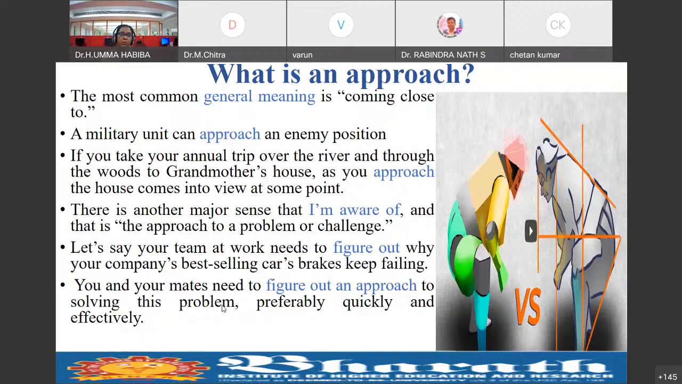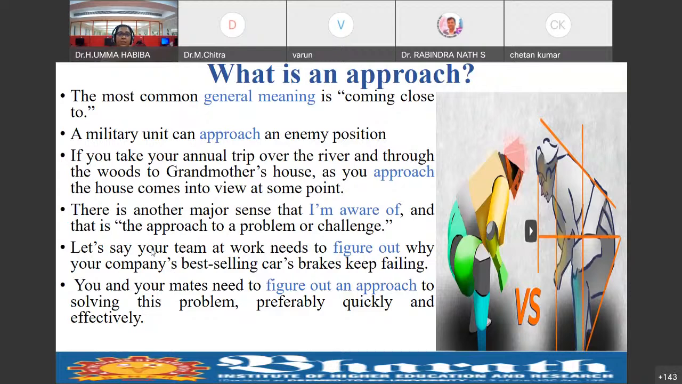You and your teammates need to figure out an approach to solving this problem, preferably quickly and effectively. So approach is nothing but coming close to. The problem of many students, even after they have entered into their PG project, UG project, or PhD research, is that they are not coming close to that research. That is the main problem.